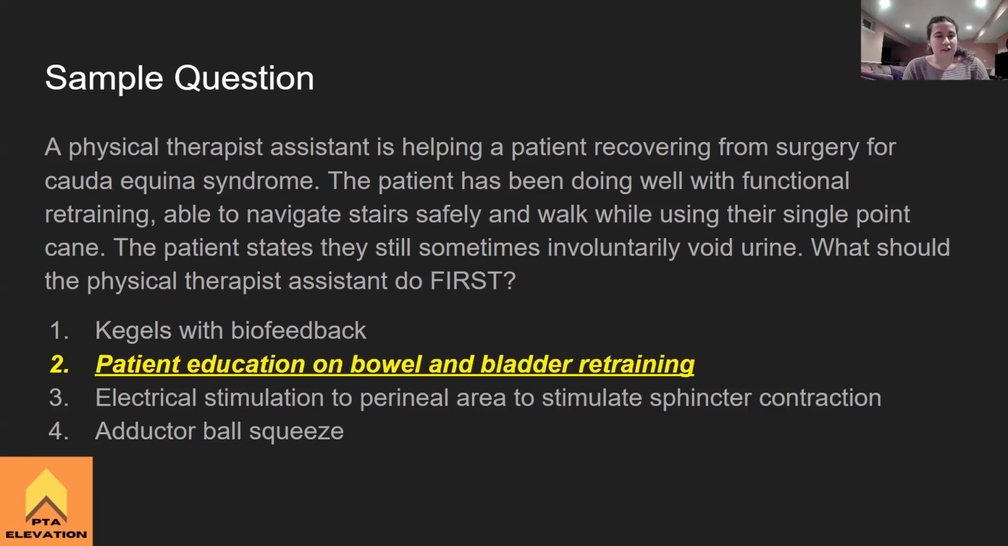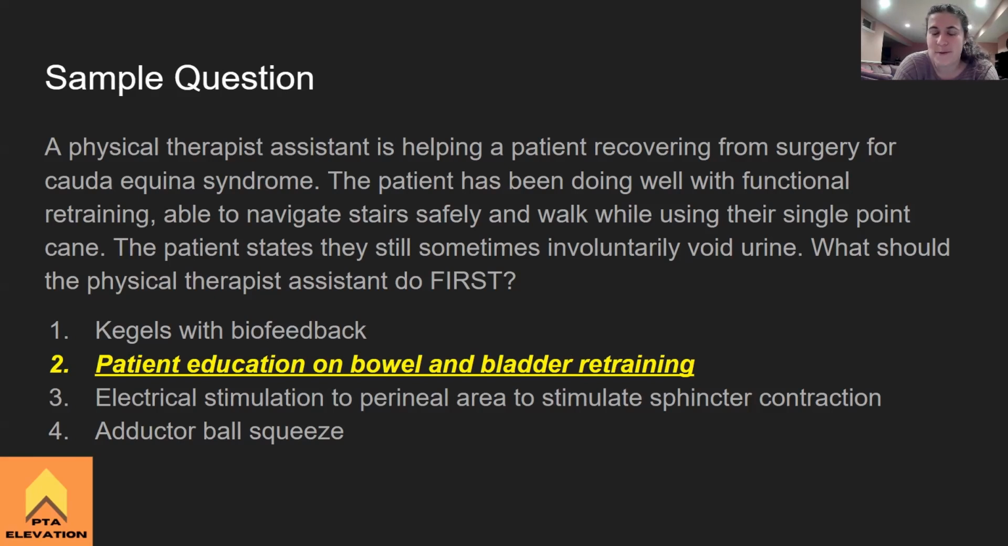All right, guys, so the answer is patient education on bowel and bladder retraining. The key of the word is, what should the physical therapist assistant do first? Okay, so we're working with this patient and they're doing pretty well. They're working on stairs again. They're kind of getting back to normal. They had surgery. They're doing well. We're getting back to where they go, but they're still noticing some problems with unplanned urination, essentially. So they're sometimes involuntarily voiding urine. So what are we doing first?